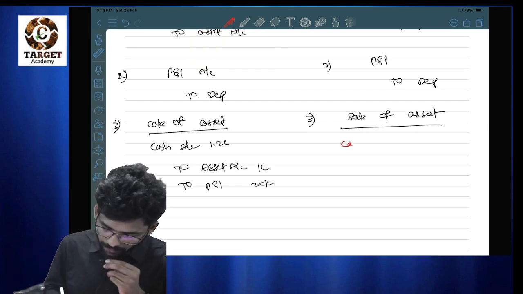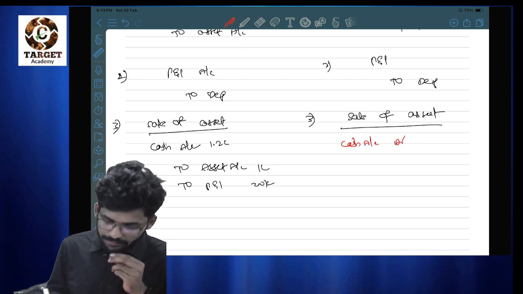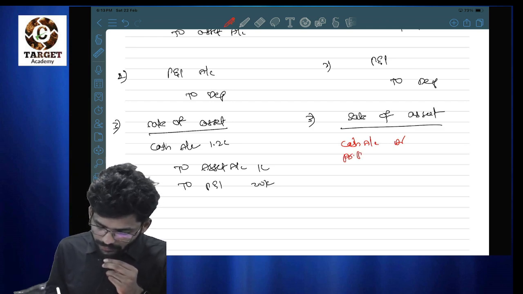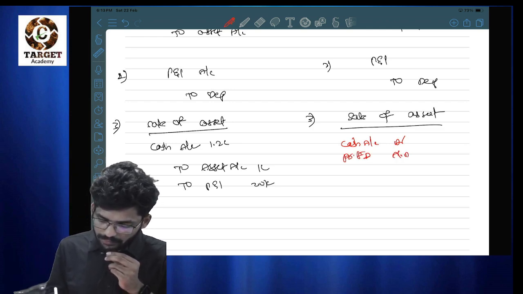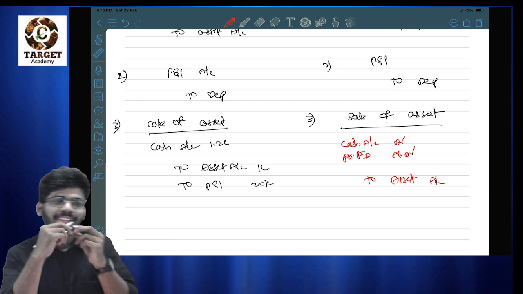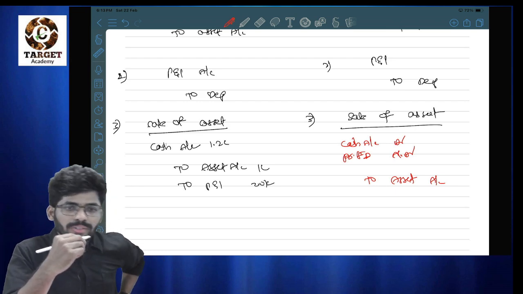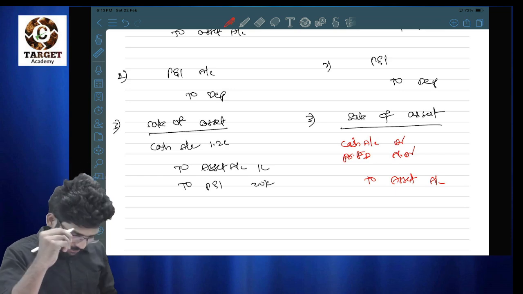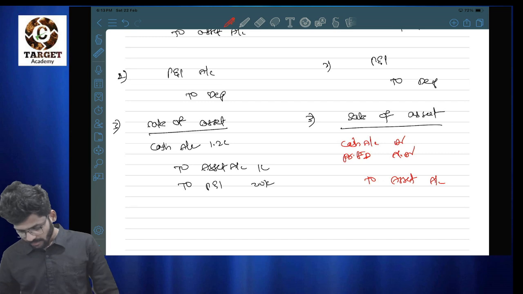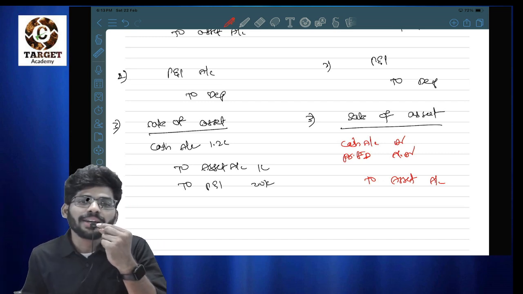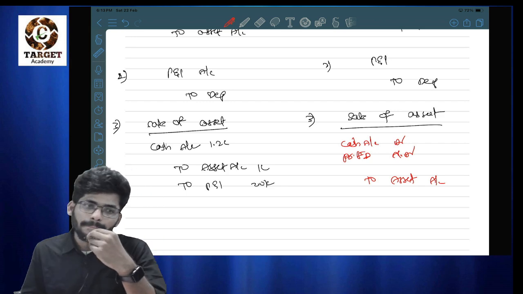Okay, cash or bank account debit. Next, provision for depreciation account debit to asset account. Correct? Yes. Because, sir, why is this provision for depreciation account maintained? Why is the provision for depreciation account maintained? What is the purpose? Simple, sir.